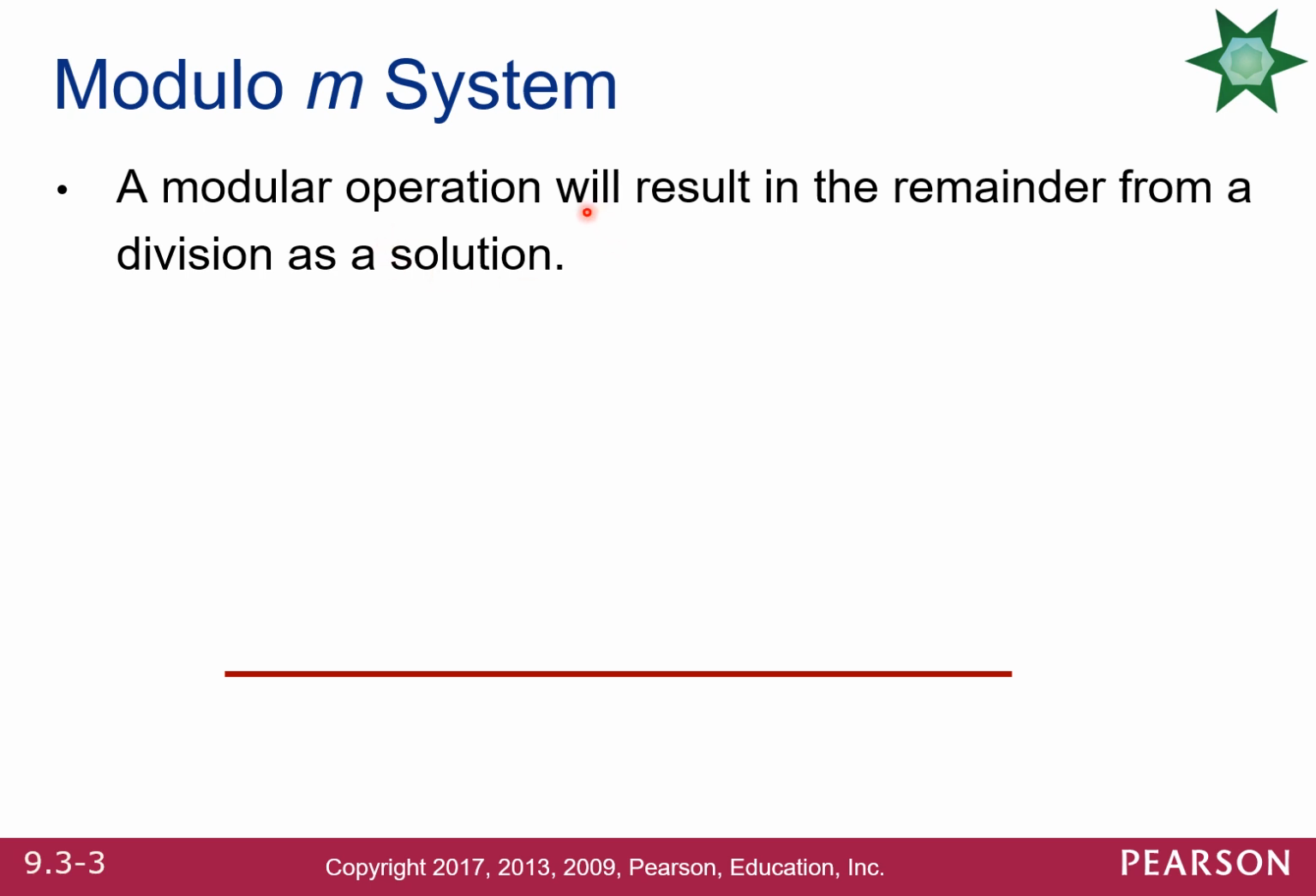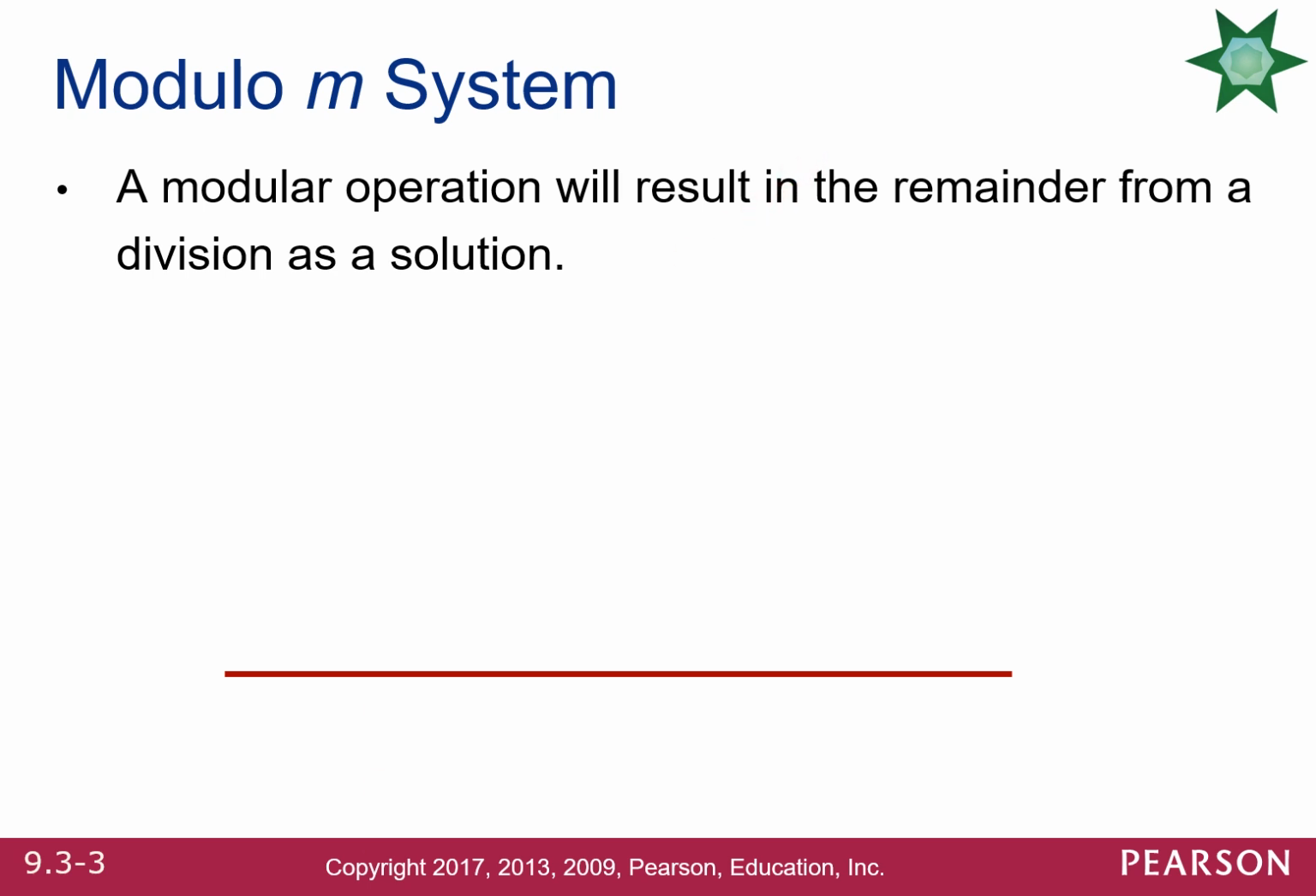Now, what are we dividing by in the process of division? We are dividing by the M in a modulo M system. So M can take any integer value, and we divide a particular number, which could be any integer, by whatever value M is in the modulo M system, and then we look for the remainder, and that is going to be our solution of that operation.